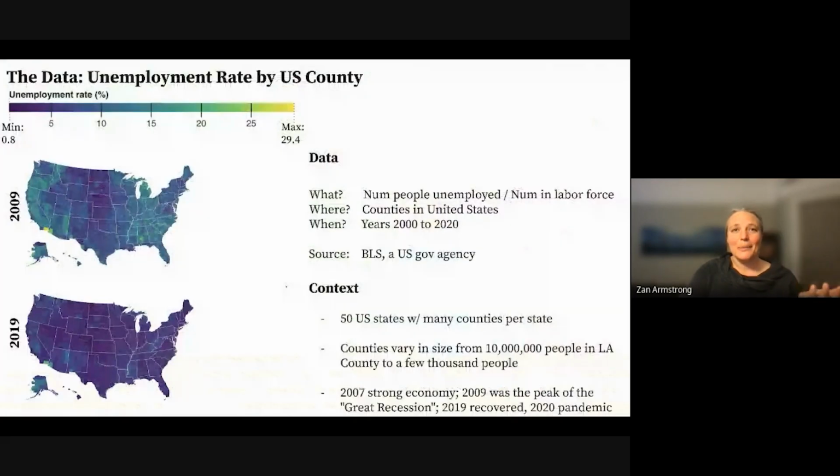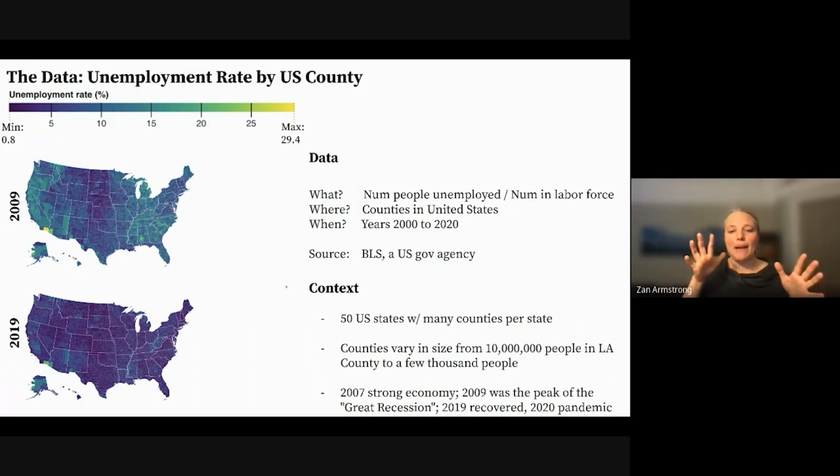But first, we need some data. Today, throughout the talk, we're going to talk about the unemployment rate by US county. This is the number of people unemployed divided by the number of people in the labor force in each county in the US for the years 2000 to 2020. And of course, in the US, we have 50 states with many counties per state. They vary vastly in size, from 10 million in LA to a few thousand in our smallest counties.